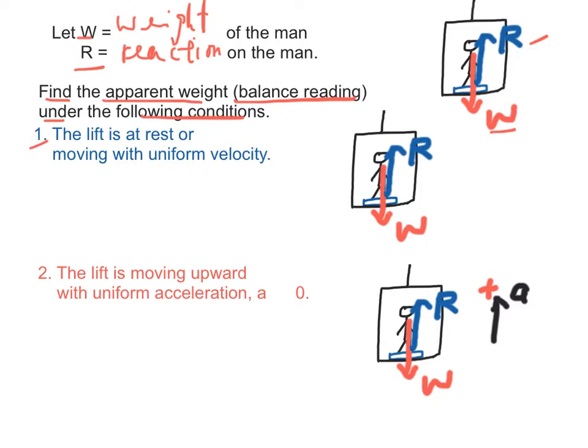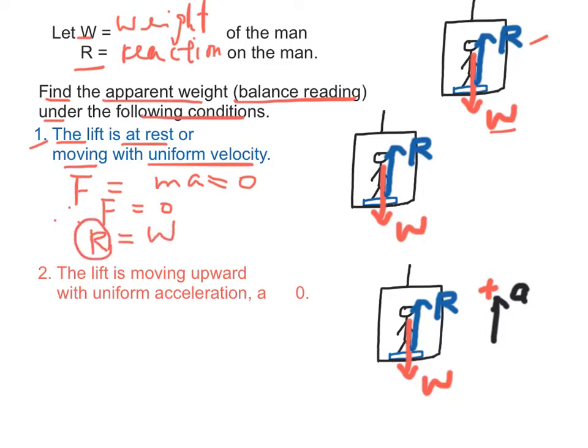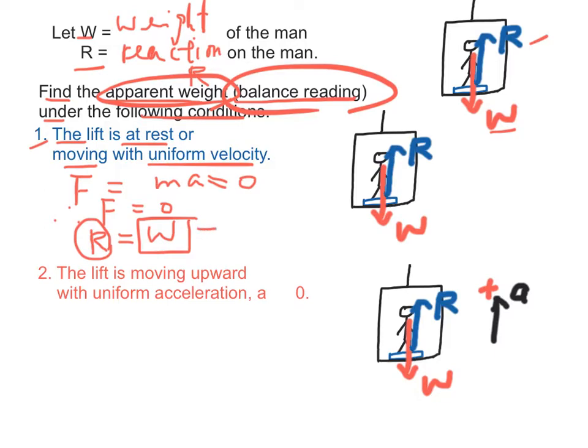First, the lift is at rest or moving with uniform velocity. By F equal to ma, since a equal to 0, therefore we have F equal to 0, R equal to W. Since R is equal to the apparent weight or the balance reading, therefore the apparent weight of the body is equal to weight W equal to mg.